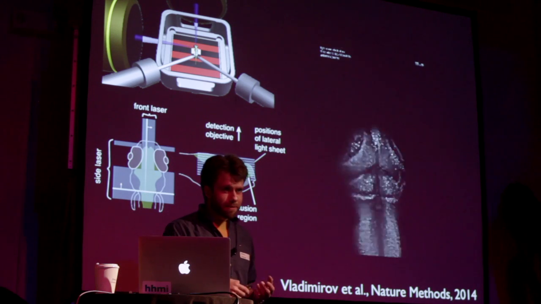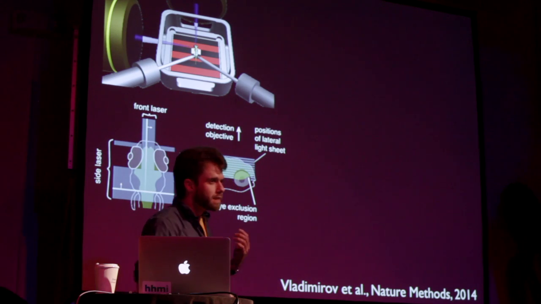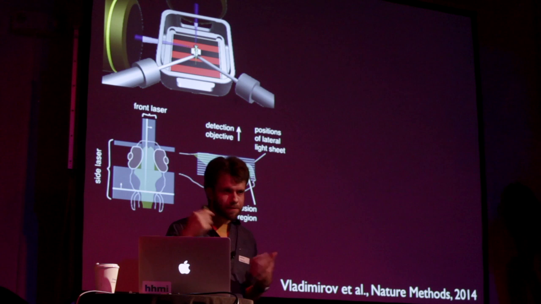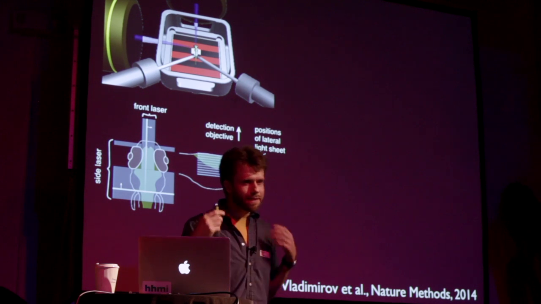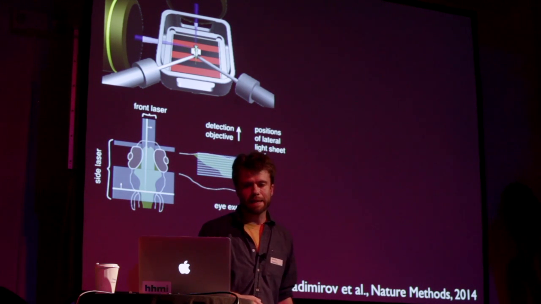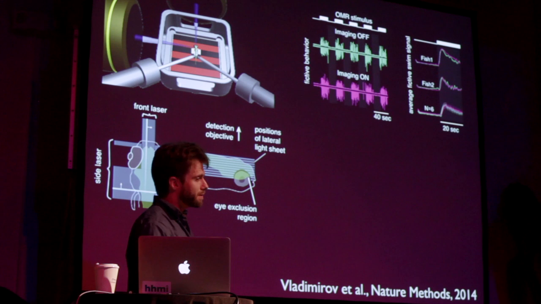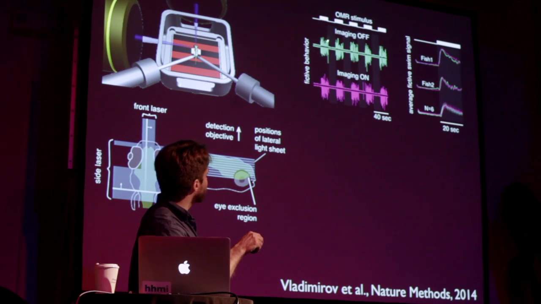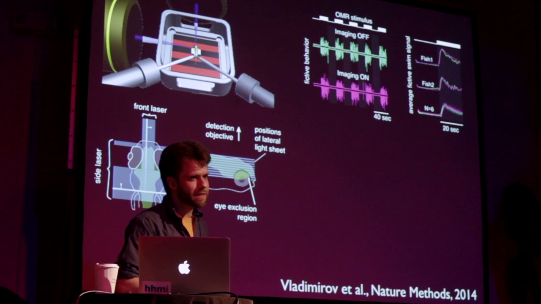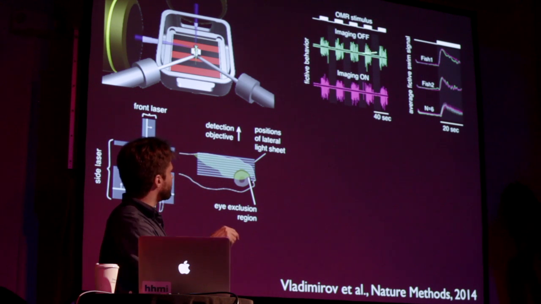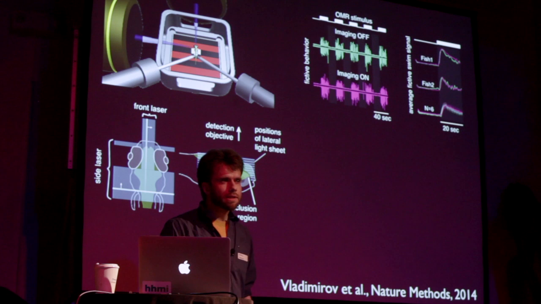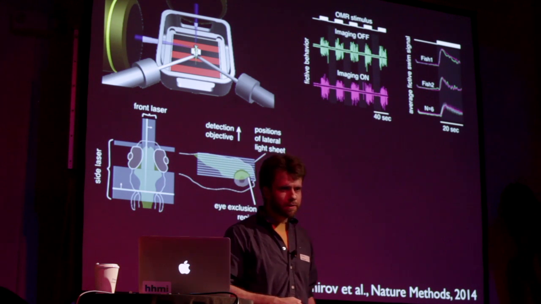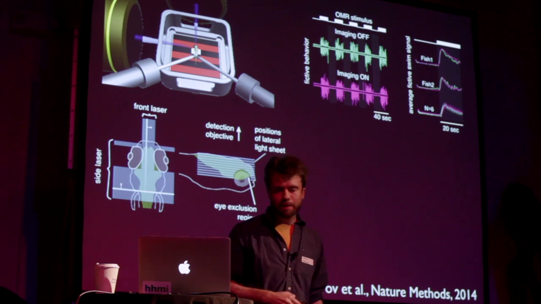The question now was whether the fish would behave naturally in this situation, because there's a lot going on. There's an objective moving, there's some blue scattered laser light. So we tested the optomotor response that I just showed you. When the stimulus is on, the fish swims. When the stimulus is off, the fish doesn't swim. And it doesn't matter to the fish whether we're scanning the brain or not. So this is promising. We can image the entire brain during behavior.